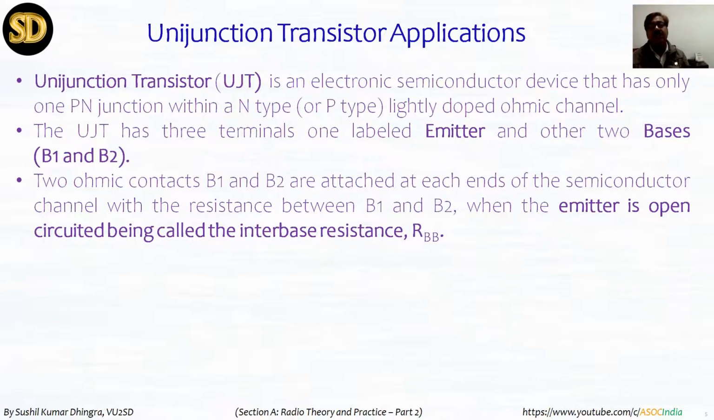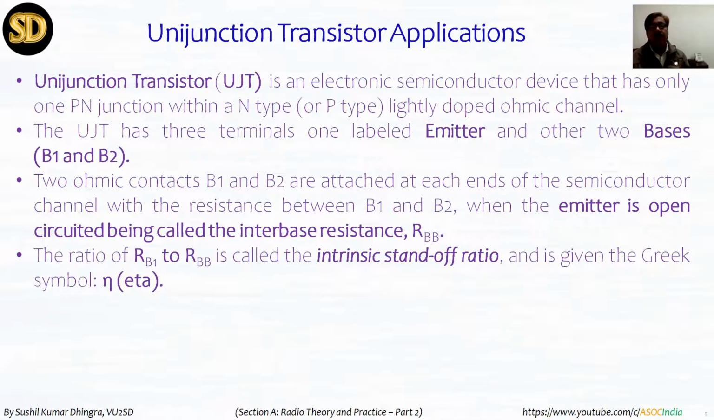As it is an extrinsic semiconductor, its carriers, holes and electrons, are readily available to move, and it is a conductor. It is being controlled by a P-type emitter connected to a small lightly doped channel, and that is taking input from the emitter. This one is called the interbase resistance from B1 to B2. Interbase resistance RBB, keep it in your mind.